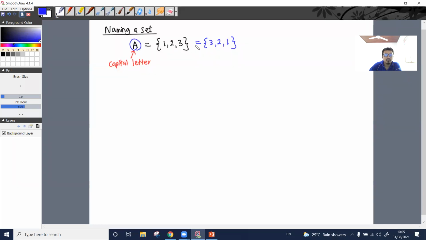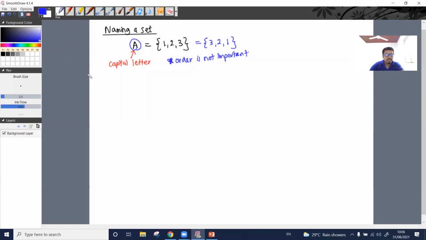So here the order is not important in sets. As long as the elements are there, the order is not important, right? Order is not important in sets. Whether it is 1, 2, 3, or 3, 2, 1, or 3, 1, 2, all can be identified as set A, right? Order is not a big matter when it comes to sets.